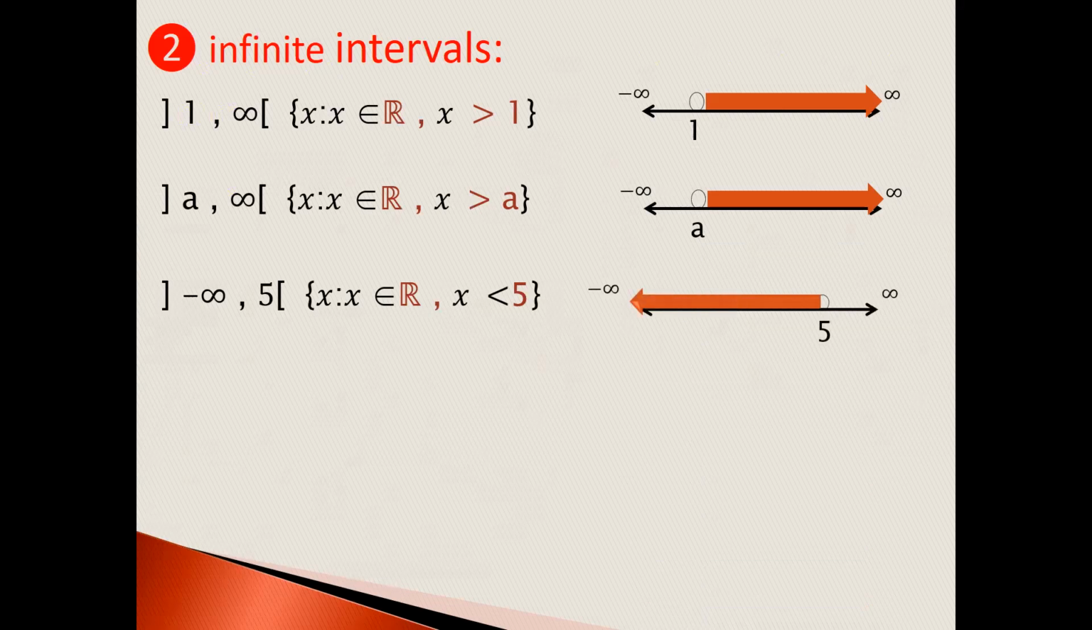As for example here, negative infinite and 5. X such that x belongs to R, x less than 5. X less than 5 means the real numbers less than 5, so it will go to negative infinite because there are infinite numbers. So the interval here is negative infinite and 5. Negative infinite is always open. 5 will be open because 5 is not included. Why? Because here the set is x such that x belongs to R, x less than 5. I don't have or equal.